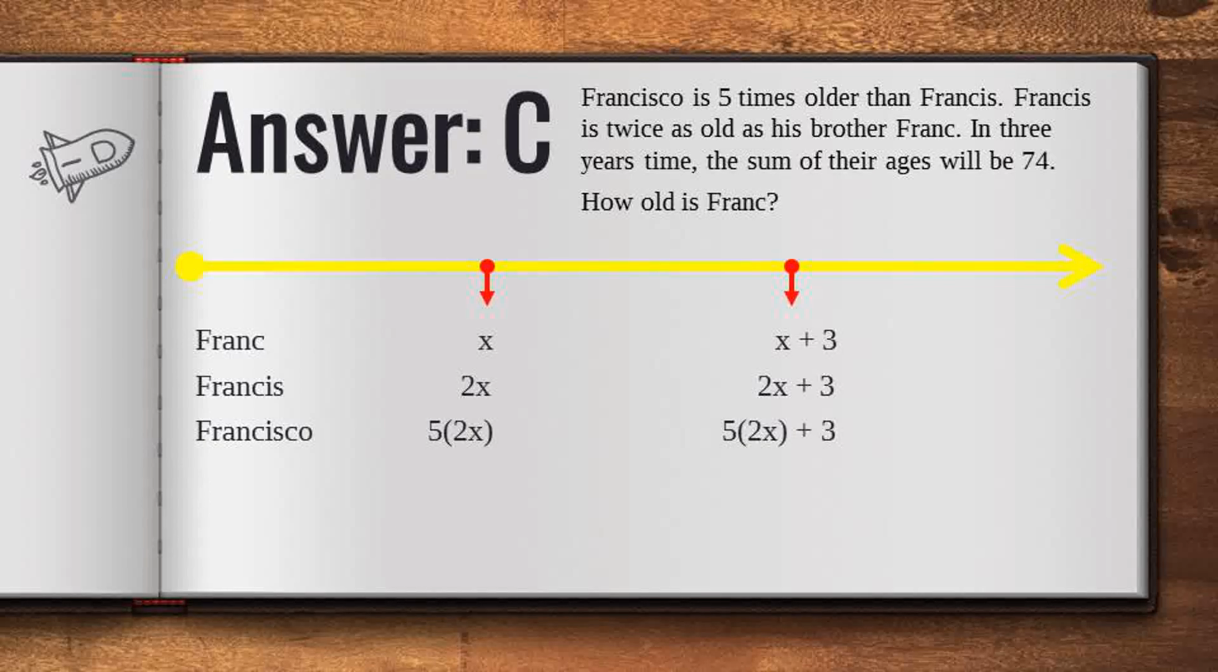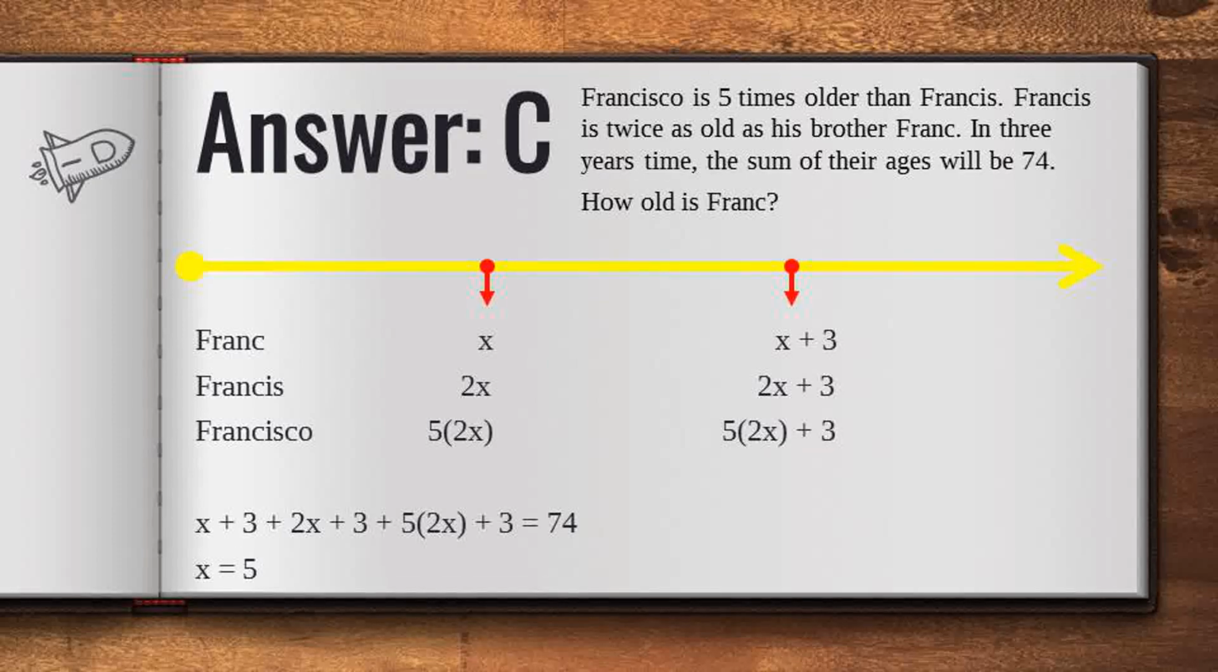And from here, we can then set up our working equation, which is x plus 3, Frank's age in 3 years, plus 2x plus 3, Francis' age in 3 years, plus 5(2x) plus 3, Francisco's age in 3 years, equals 74. And solving for x, isolating x, we then get 5. Okay, so let's move on to the next item.